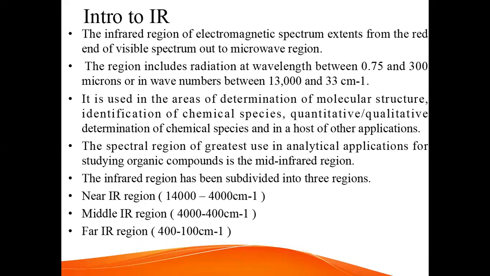What is infrared? The infrared region of the electromagnetic spectrum extends from the red end of the visible spectrum out to the microwave region. The region includes radiation at wavelengths between 0.75 and 300 microns, or in wave numbers between 13,000 and 33 per centimeter. It is used in the areas of determination of molecular structure, identification of chemical species, qualitative or quantitative determination of chemical species, and in a host of other applications.